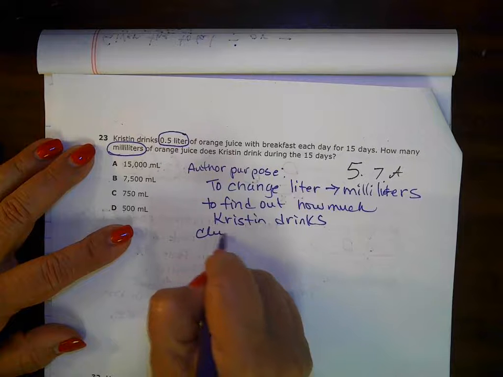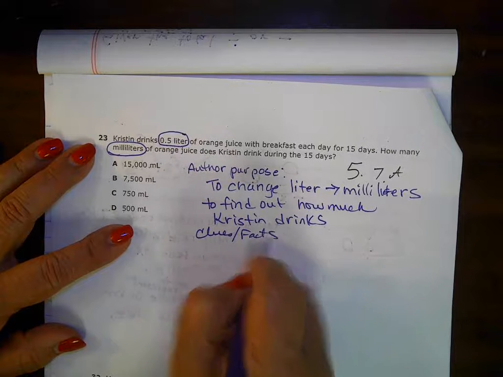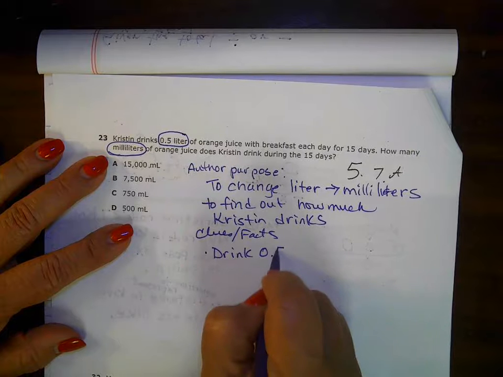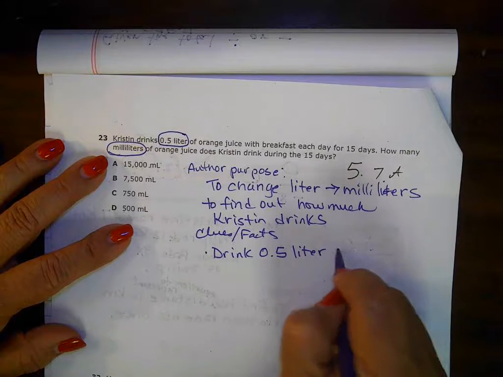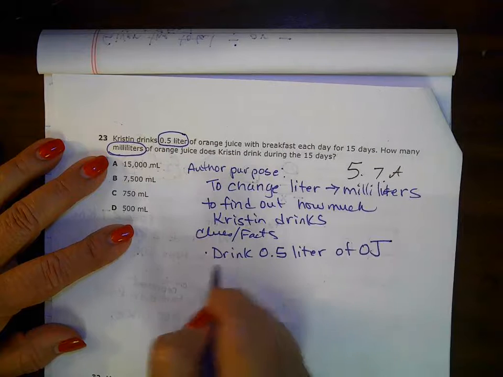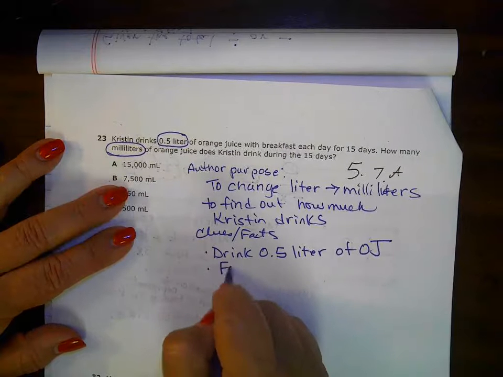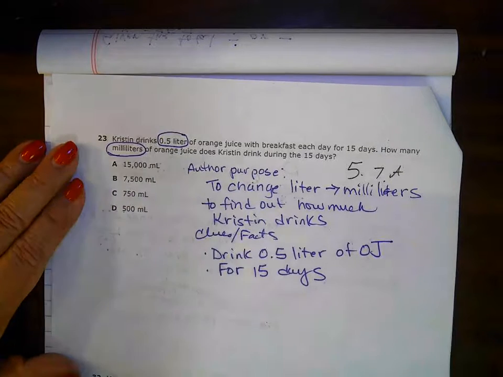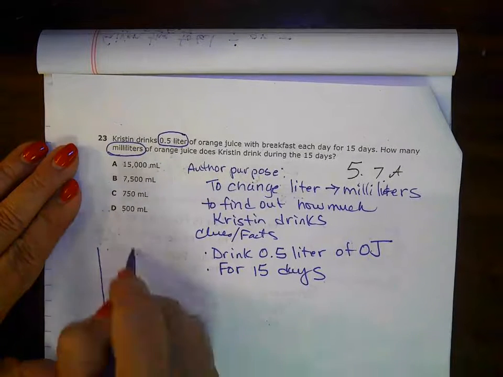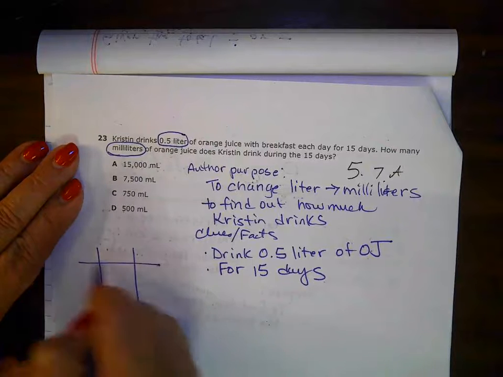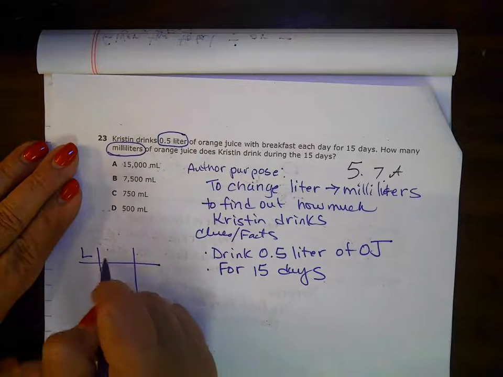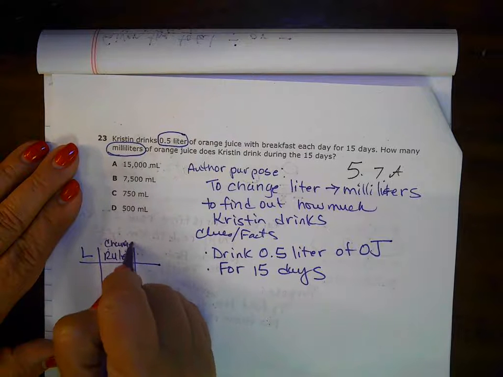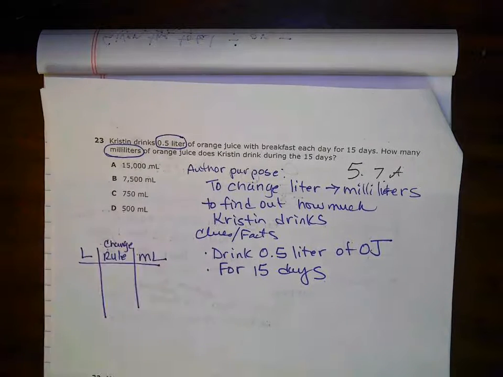Okay, what are my clues or facts? She drinks 5/10 liter of OJ, and it's for 15 days. Remember, I'm going to represent this with my input-output table. I know that for every 1 liter, this is going to be the rule, where we change liters to milliliters.